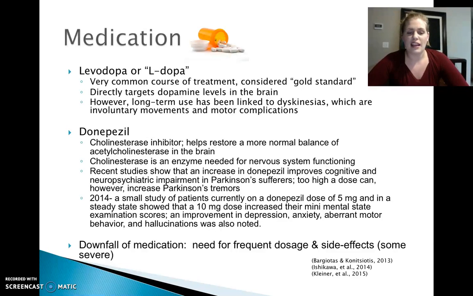So in talking about medication, there are some major downfalls, most notably the need for frequent dosage. Remember that Parkinson's can occur over the span of decades. So when you factor in the need for daily dosage and the cost associated with that, that's a very big factor. Also, side effects are a very big downfall with medication. While there are benefits to medication, they're not necessarily permanent, and heavy medication use can lead to severe and detrimental effects, such as the previously noted dyskinesias.